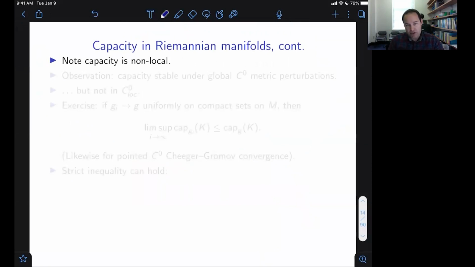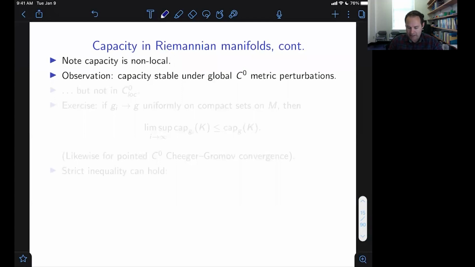If you do change the metric at all outside of your set K, then you are in fact changing the capacity though. So it's non-local. I mean, that should be clear from the definition, but if you think of the definition as being minimized by a harmonic function, if you change the metric somewhere, that's going to change your harmonic function everywhere.